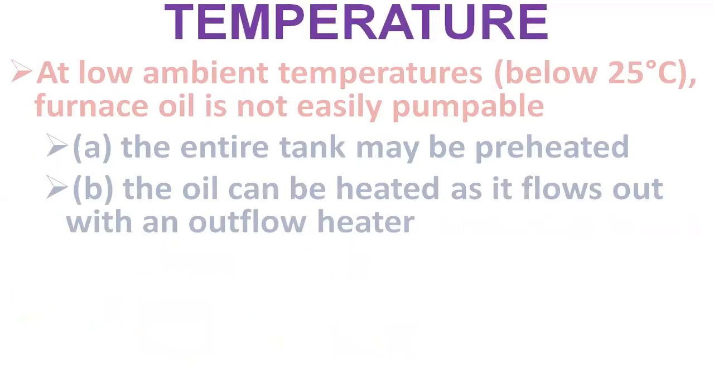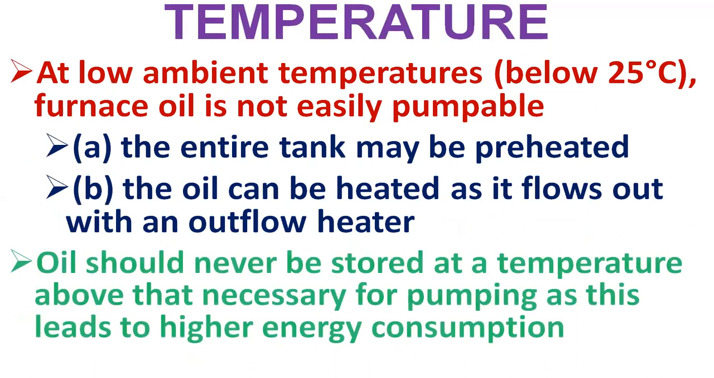Then let's see the storage temperature and pumping temperature. The viscosity of furnace oil and LSHS increases with decrease in temperature, which makes it difficult to pump the oil. At low ambient temperatures, that is below 25 degrees centigrade, furnace oil is not easily pumpable. To circumvent this, preheating of oil is accomplished in two ways. A, the entire tank may be preheated. In this form of bulk heating, steam coils are placed at the bottom of the tank, which is fully insulated. And B, the oil can be heated as it flows out with an outflow heater.